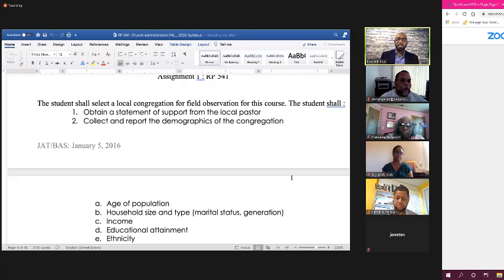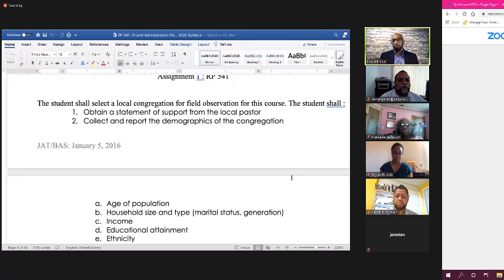The household size and type of that congregation. So is it a church primarily of single parents? Is it a church that has a lot of married couples? Are they young married couples, old married couples? Is it a multi-generational church where you have several people who are living in the same household throughout multiple generations? More than likely you will find multiple generational households when you look at immigrant communities, because when people first come to the United States, they often will pool their resources together, sometimes sharing an apartment and sharing resources in order to get a leg up.